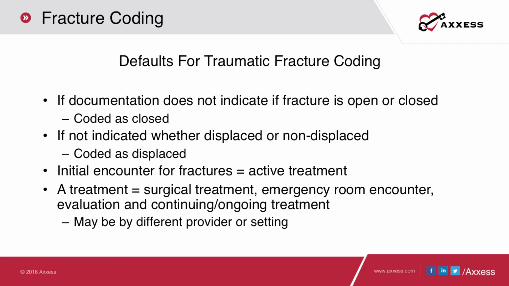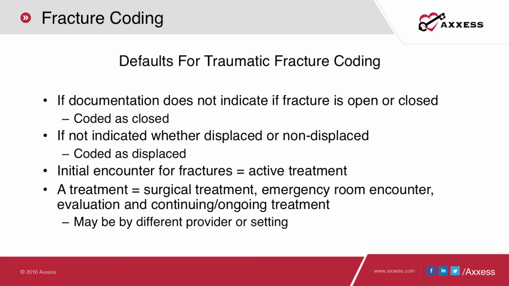First one we're going to talk about is traumatic fracture coding. There are some defaults if you don't have documentation regarding what type of fracture you have. Traumatic fractures in ICD-10 are often guided by the Gustilo fracture classifications. So if you don't have that kind of documentation from your physician or your orthopedist, you can't get your hands on those notes, then there are some defaults you can use if you don't get the info you need on query. Number one, if documentation does not indicate if the fracture is open or closed, your automatic default is closed. If it's not indicated whether that fracture is displaced or non-displaced, you will code it as displaced.